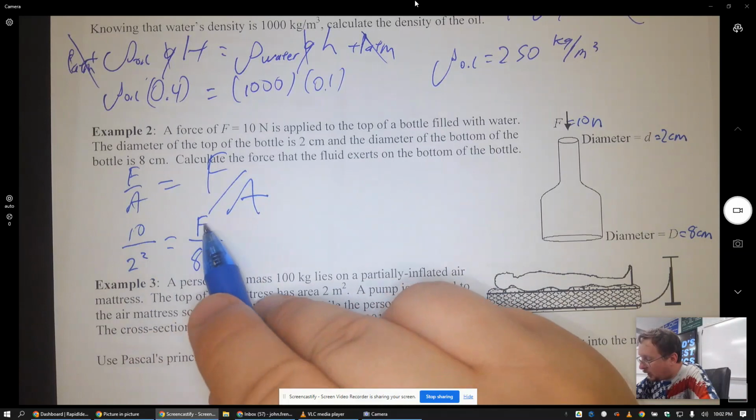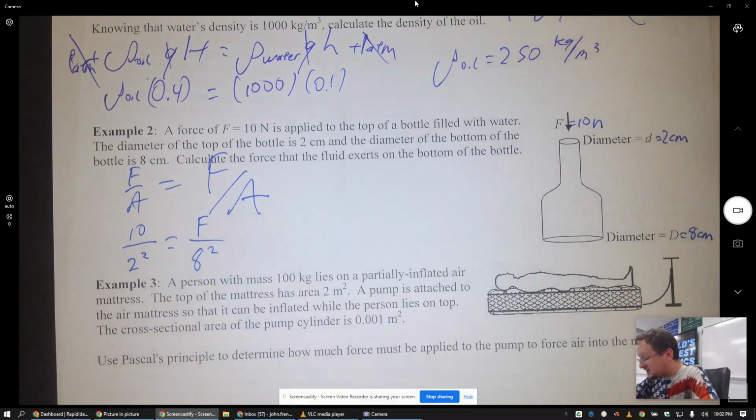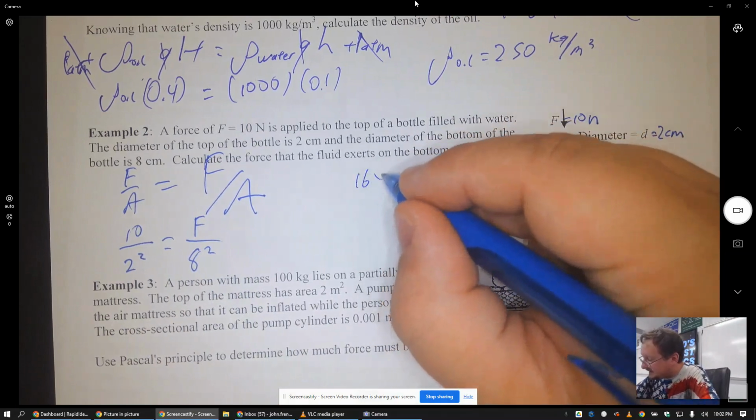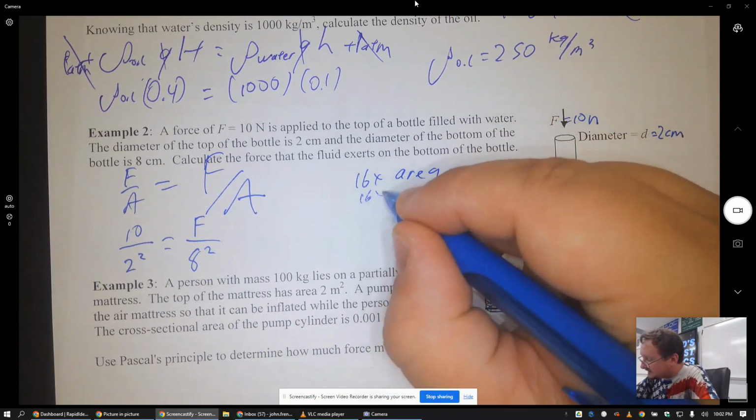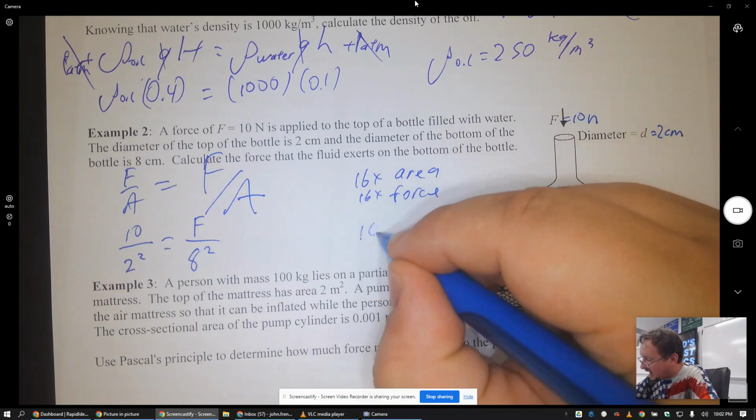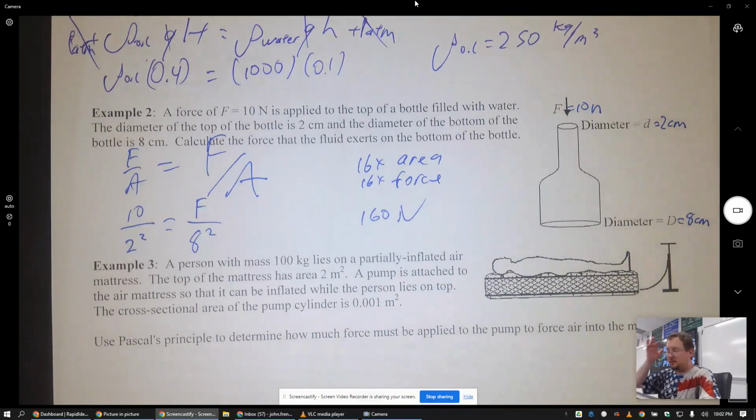So 10 over 4, F over 64. Another thing you could just say is that 4 times the diameter is 16 times the area. So it's going to have to be 16 times the force, which is 160 newtons.